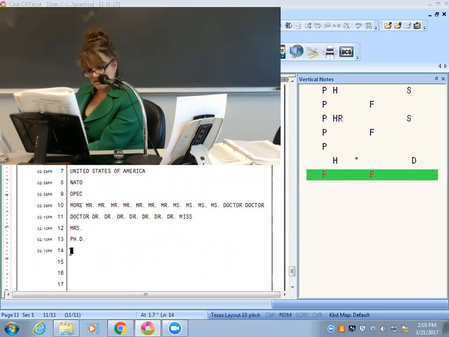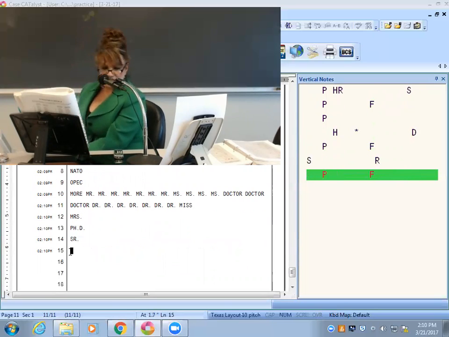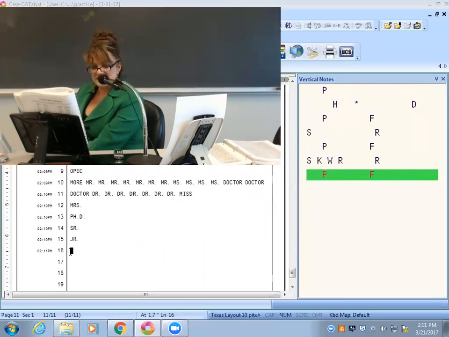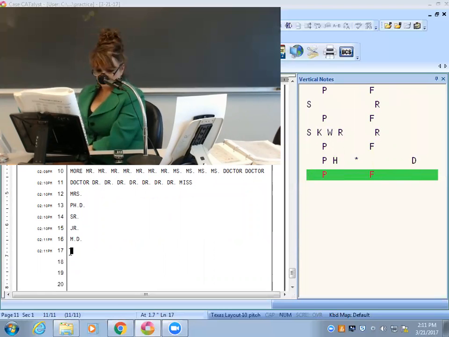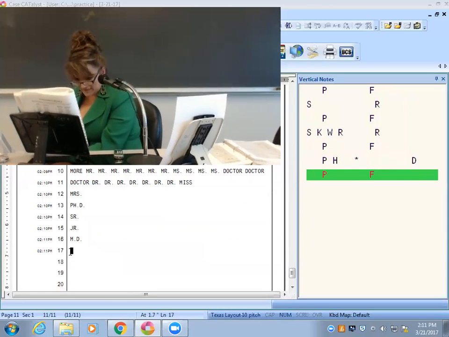You've got senior, SR, think of the abbreviation, you would write senior SR to abbreviate it, so initial S, final R, junior JR, the abbreviation, and then MD is MD with an asterisk. Okay?